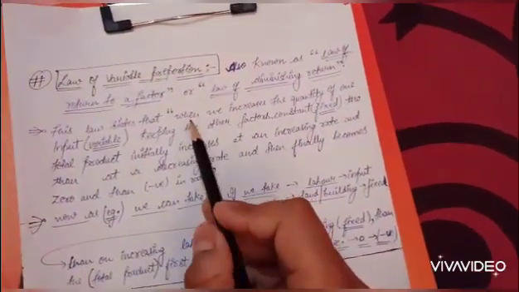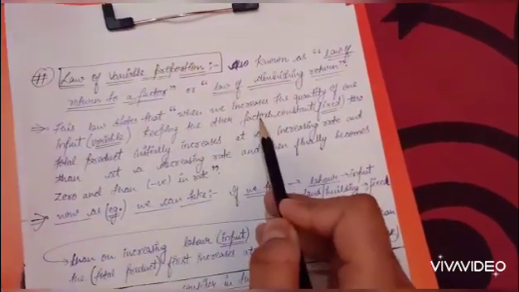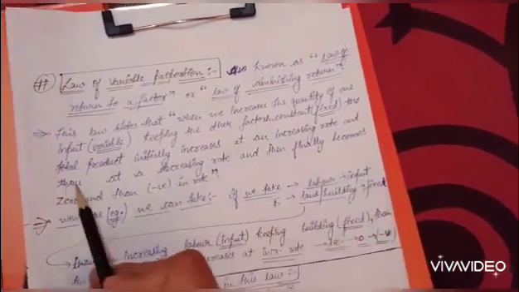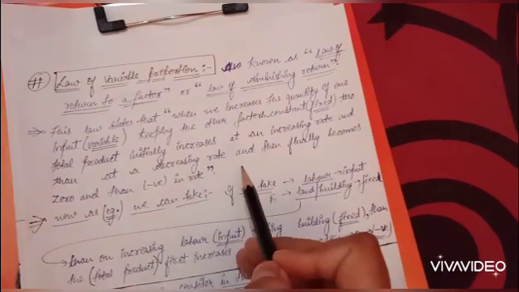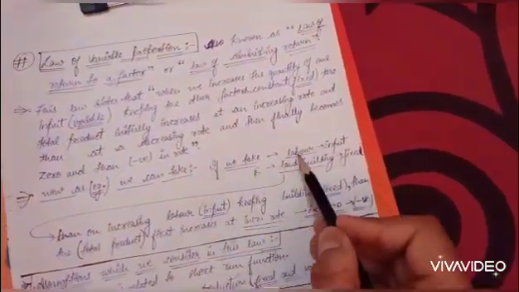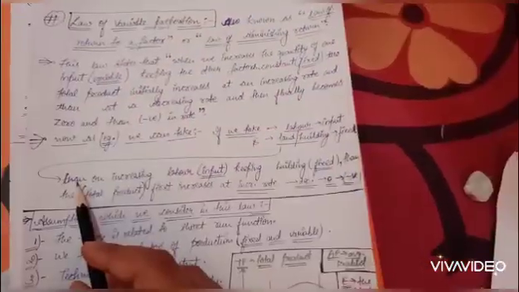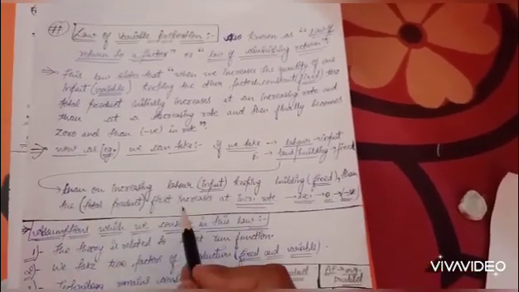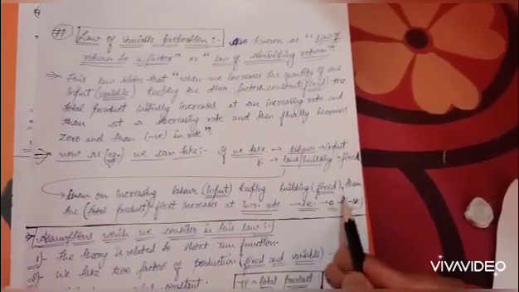Again, the statement says that when we increase the quantity of one variable input, keeping the other factors constant, the total product initially increases at an increasing rate, then at a decreasing rate, and finally becomes zero and then negative. For example, if we take labor as the input and land and building as fixed, then on increasing labor input, the total product first increases at an increasing rate, then at a decreasing rate, then becomes zero and then negative.